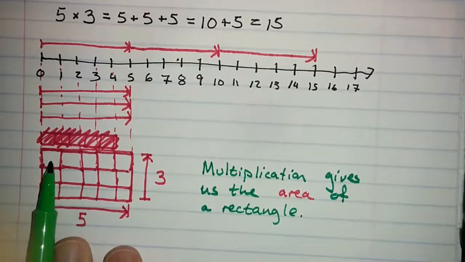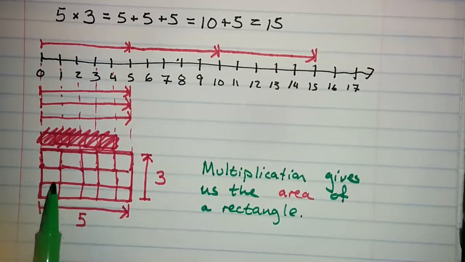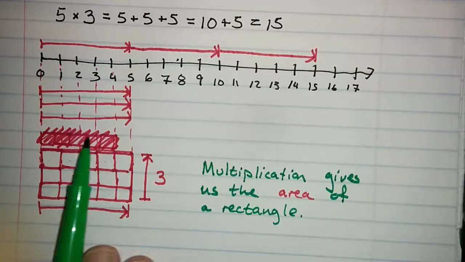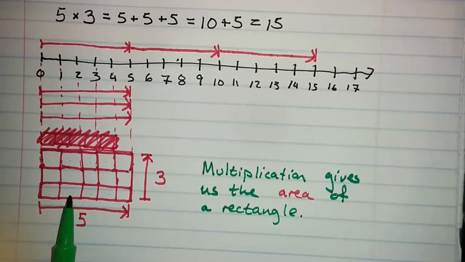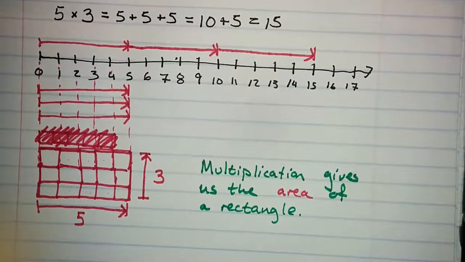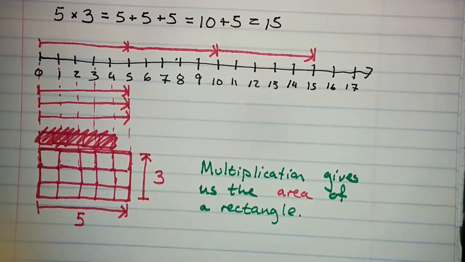So, since this rectangle covers 1, 2, 3, 4, 5, 6, 7, 8, 9, 10, 11, 12, 13, 14, 15 little squares, the area of this rectangle is 15, which is 5, the length of one side, times 3, the length of the other side. This model, this understanding of multiplication, is called the area model of multiplication.